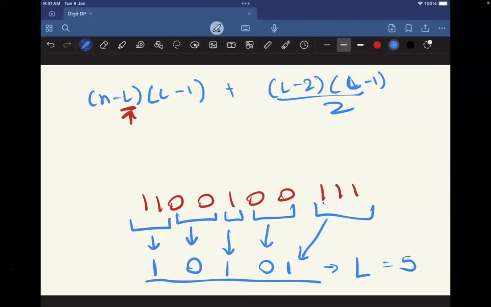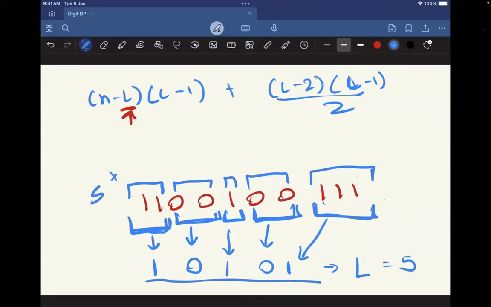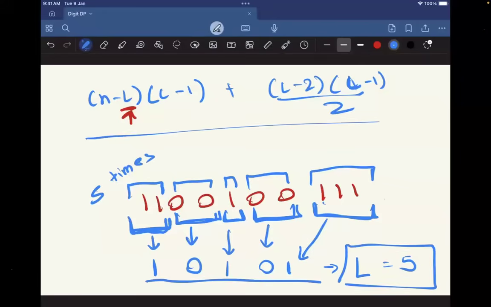I can just iterate over elements that are same and count how many times I am doing such iterations. This is the first time I'm doing this iteration. This is the second time. This is the third time. This is the fourth time. And this is the fifth time. Since I'm doing such iterations 5 times, L right here is 5. And then I can just apply this formula. Yes or no, guys?